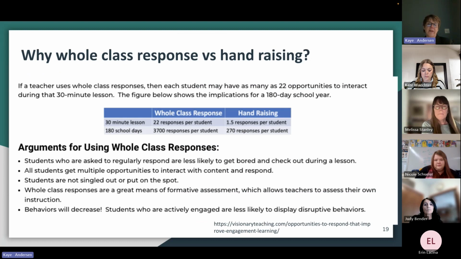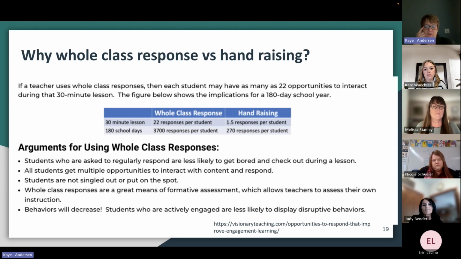What does that mean in the case of numbers? Okay, so let's say we have a 30-minute lesson, and in that 30 minutes, we provide 22 opportunities to respond for every student. So if I have a whole class response, that would be 22 answers that every single student gives. Or if I divide it among my class, that would be 1.5 responses per student.